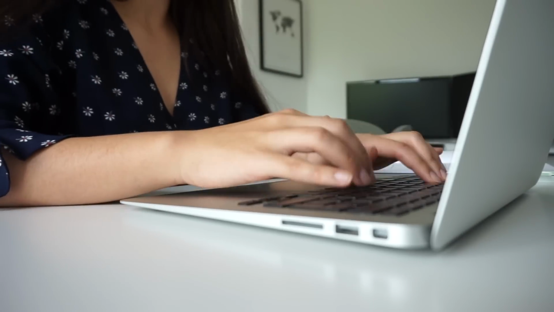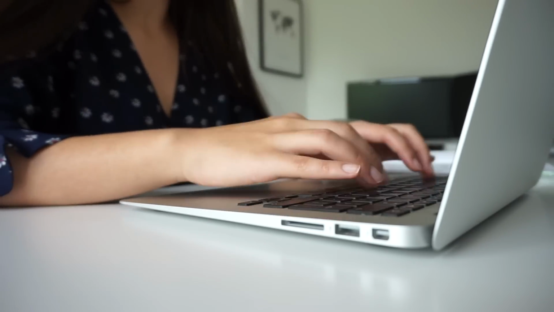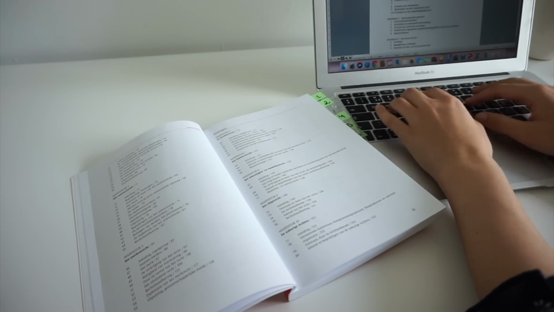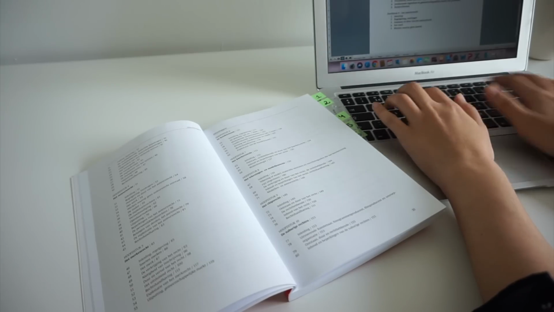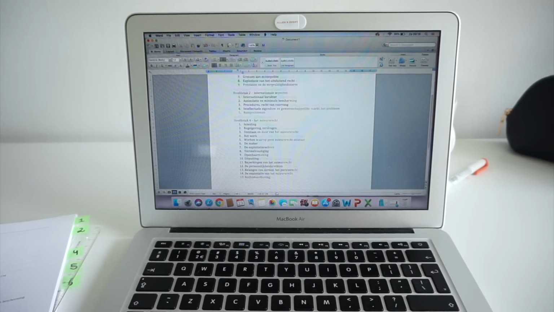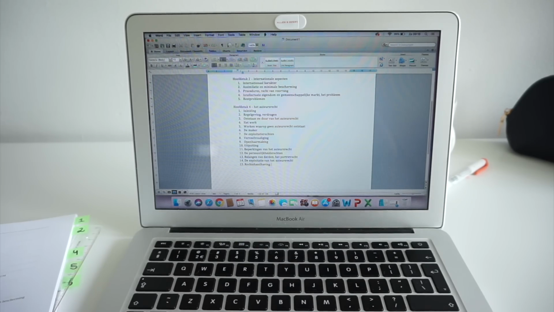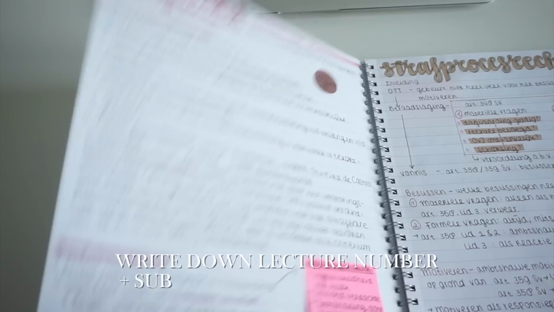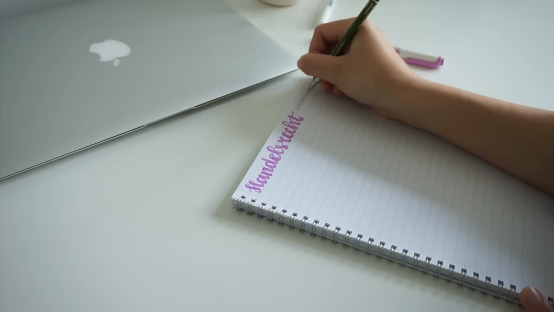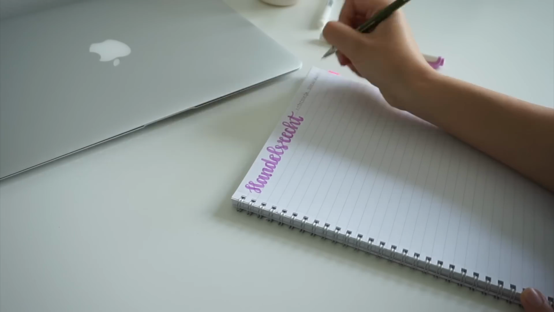And then I write notes for each chapter and each paragraph. The structure of the content table in your textbook is usually very well thought out, so it's really easy to just take that as kind of a guideline for your own study material. I also write down the lecture number at the top of the page and the subject of that particular lecture, so it's easier to organize my notes later on.